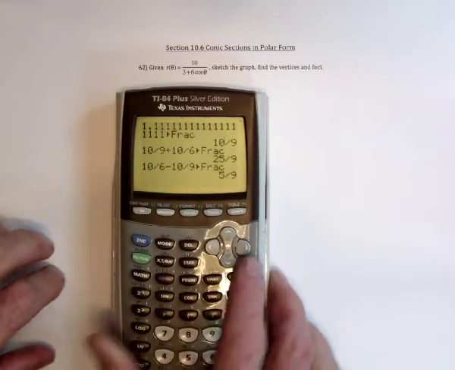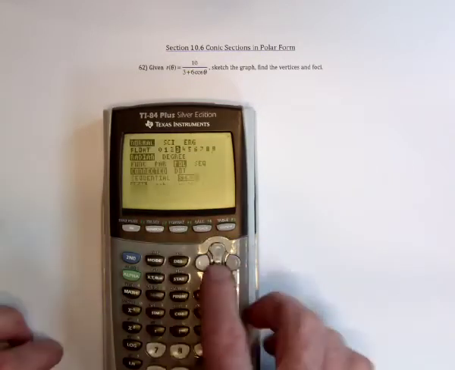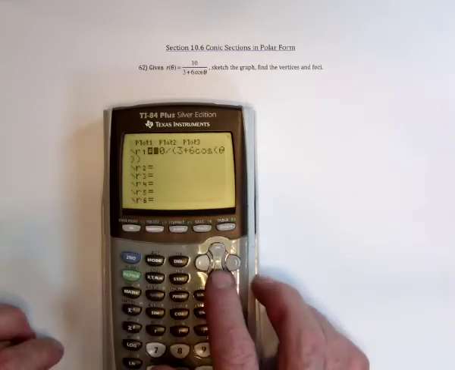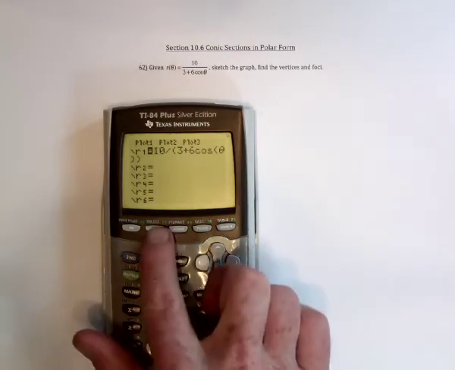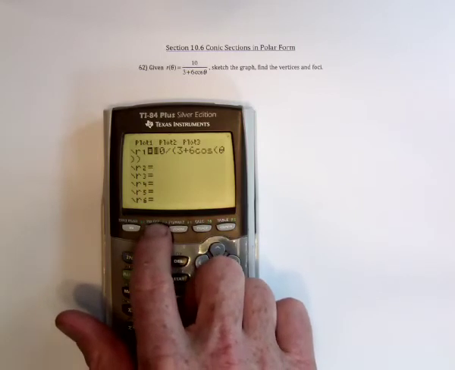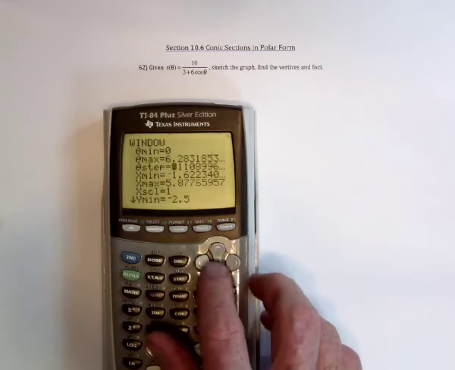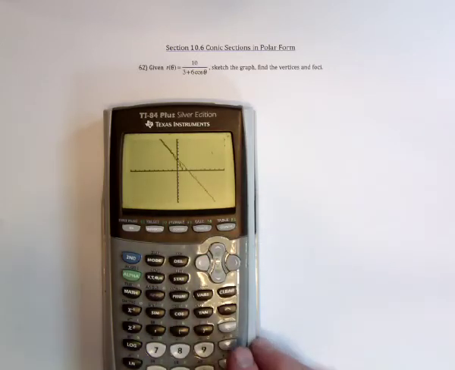Polar function that is going to be a parabola or hyperbola or an ellipse. So make sure that we've got it in polar form. Go to y equals, and it's 10 divided by, and then we need parentheses, 3 plus 6 cosine. There we go. Then to change the window, 0 to 2 pi would be a good idea. And then after that, I'm just going to go to zoom standard.